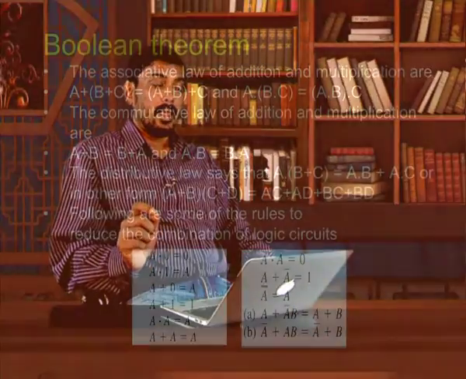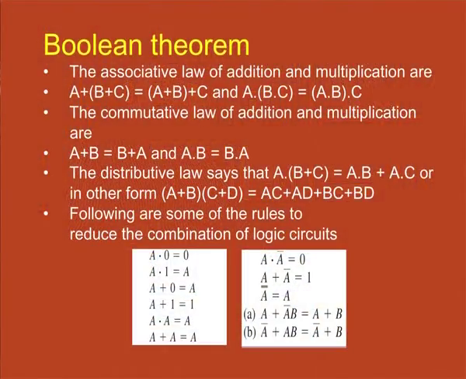When we want to show the associative law applied, we can mathematically show that A plus (B plus C) is equal to (A plus B) plus C. And for multiplication, we can show the associative law as A dot (B dot C) is equal to (A dot B) dot C.